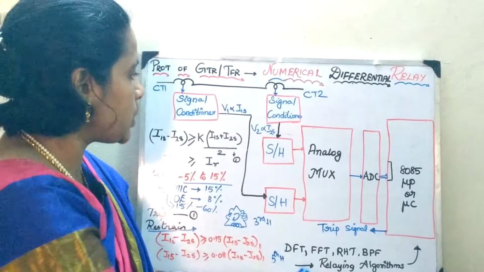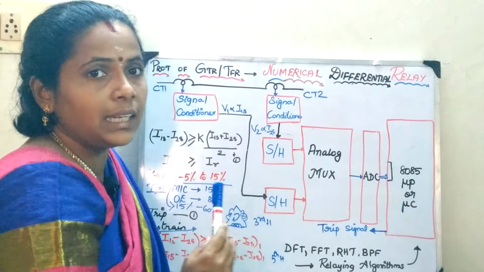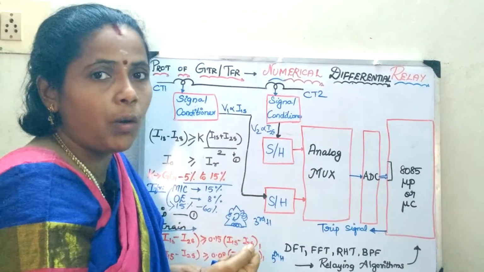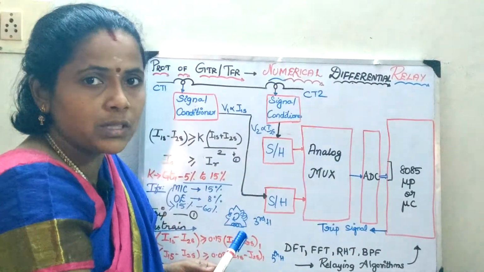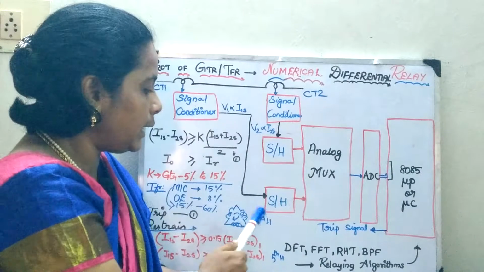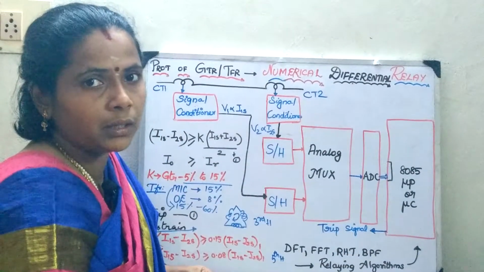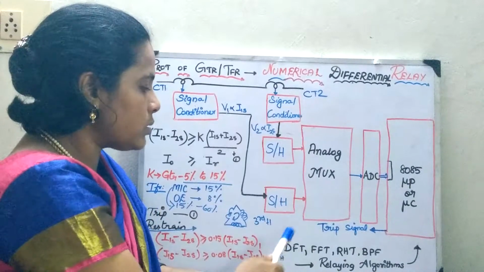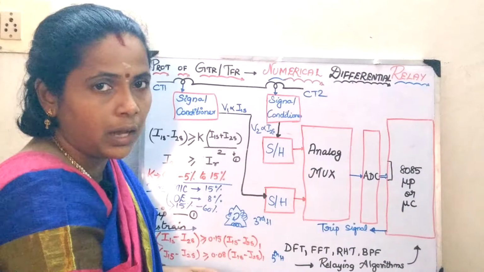Here the main objective is that we are going to give the I1(s) and I2(s) signals. In this signal, the fundamental frequency component has to be extracted. Whenever I want to extract the fundamental frequency component of the signal, I have to go in for the numerical relaying algorithms, which have to be embedded in the microprocessor.